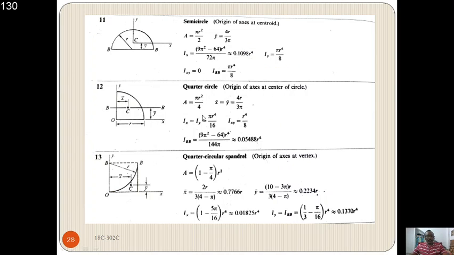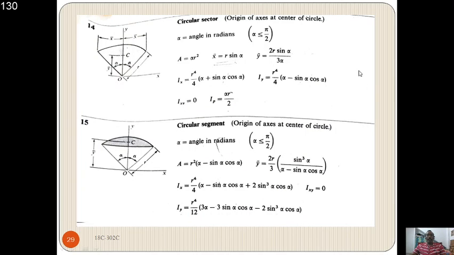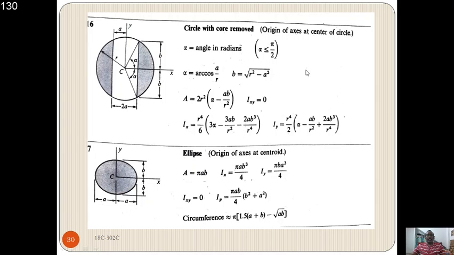For the quarter circle also the values are given. These are all useful for your preparations. Similarly, circular sector, circular segment, circle with removed portions, and ellipse. Ellipse they sometimes ask in the exams. Its area is pi AB, with Ix value, Iy value, and similarly Ip value. Several times they have asked this, so memorize this also.